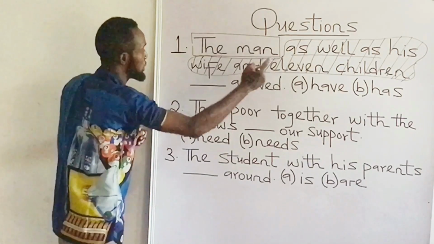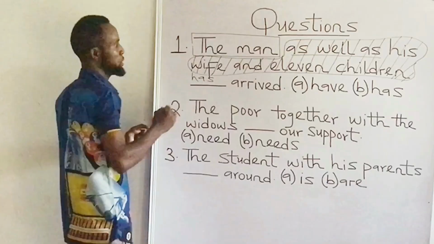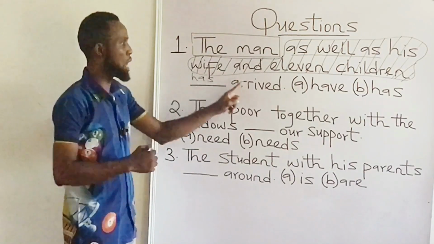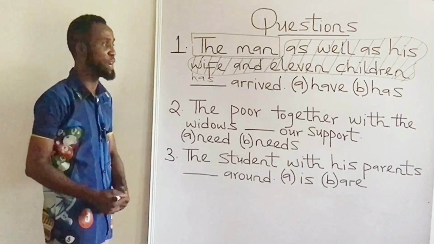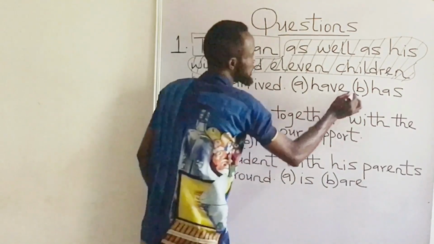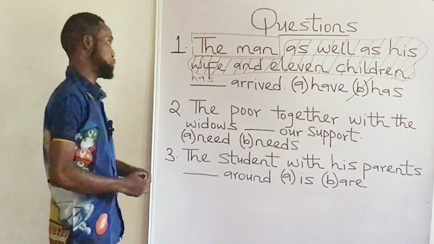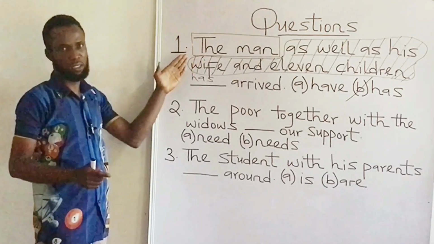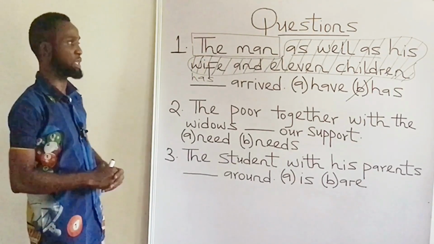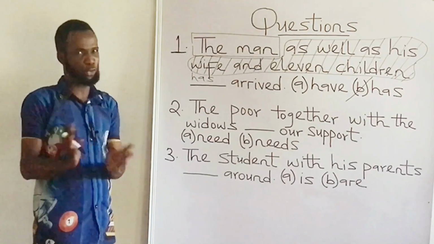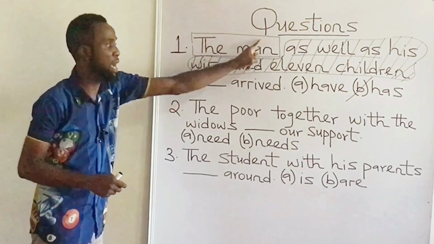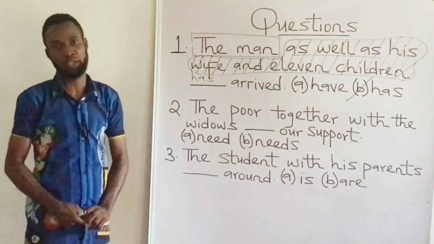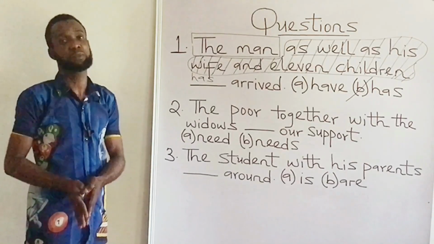So between have and has, we are going to choose has, so that we have the man as well as his wife and 11 children has arrived. If you look at the options, you will find out that the only correct option is option B, has. To show that we are correct, I want to rephrase the sentence. The sentence is the man as well as his wife and 11 children has arrived. If I rephrase it, I will have the man has arrived as well as his wife and 11 children. That shows our answer is correct.